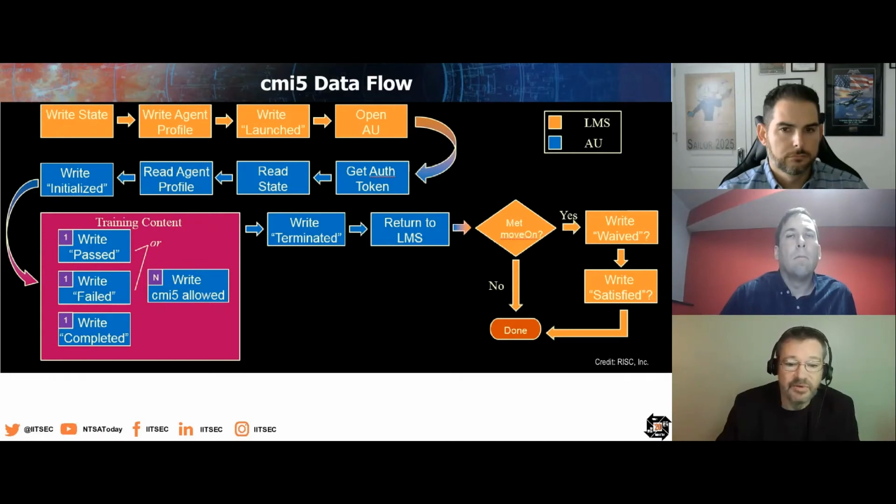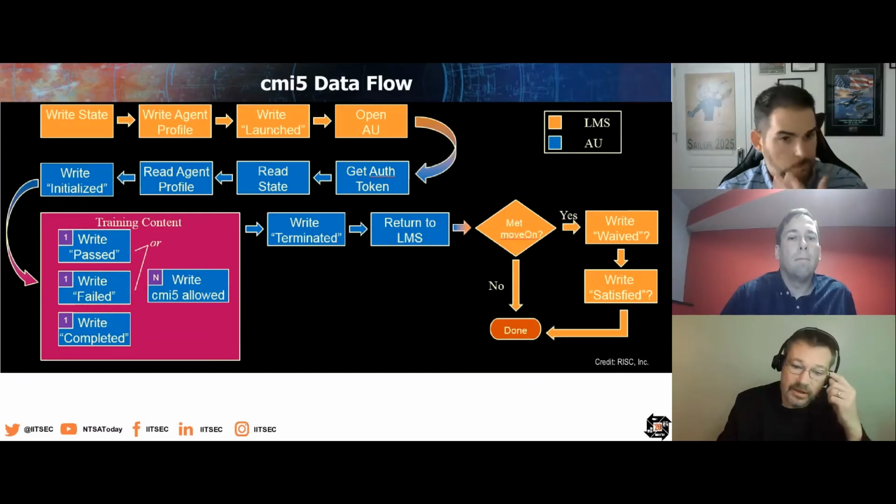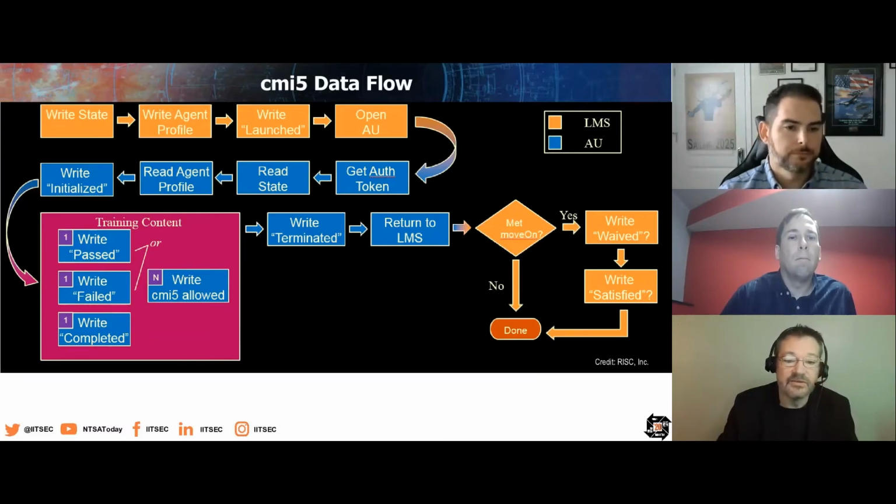All the items in blue are handled by the assignable unit. The first thing that the assignable unit has to do is get the authorization token. The LMS provides something called the fetch URL on the launch line. This allows the AU to hit that URL and get an authorization token that it can use during this session to read and write from the Learning Record Store.